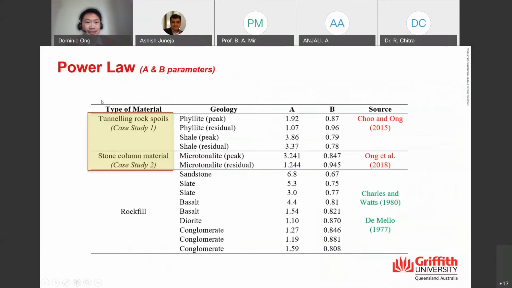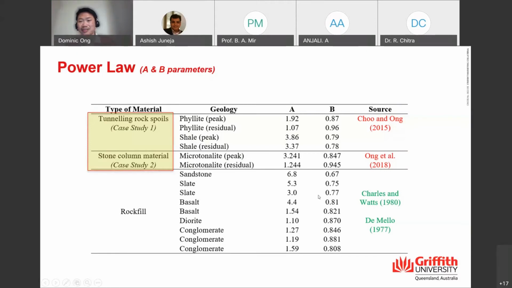Okay. If you look at this table here, in terms of the tabulated results for A and B parameters for the power law, we have a couple of publications right there. We talk about phyllite, and in case study 2 later on in this seminar, I'll be sharing with you on microtonalite instead. So we have the A and B parameters that we will recommend. And if you look at other authors, they've got their sandstone parameters A and B, they've got slate, they've got conglomerate.